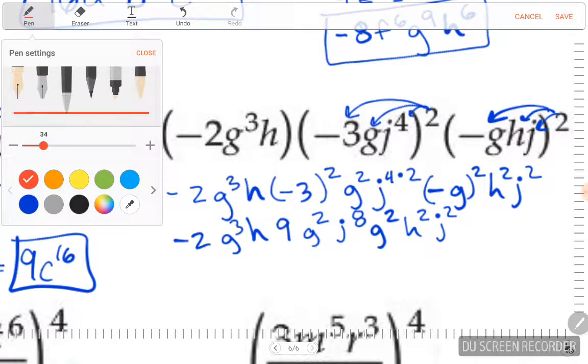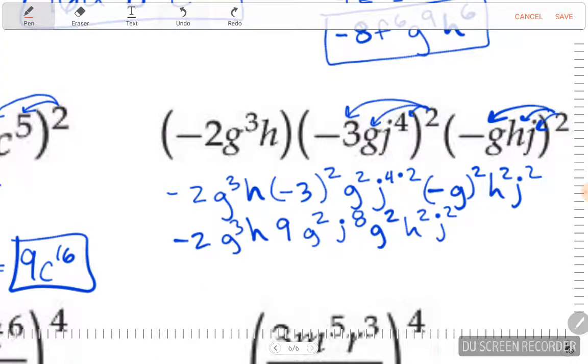Okay, I'm going to switch color quickly. Lots going on. So I'm going to combine my numbers. Okay, -2. This is all multiplication going on. They're all just right next to each other, so that's multiplication. -2 times 9 gives me -18. Let's look at G's. Okay, I've got G cubed, G squared, and another G squared. So when I multiply, I add exponents. So that's 3 plus 2 plus 2. So 3, 4, 5, 6, 7.